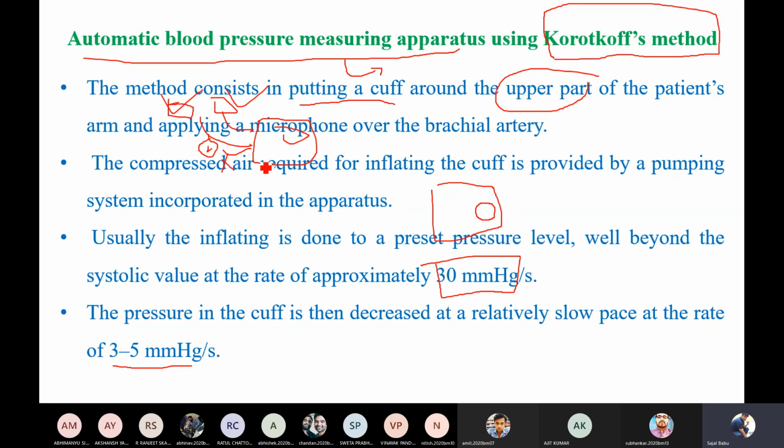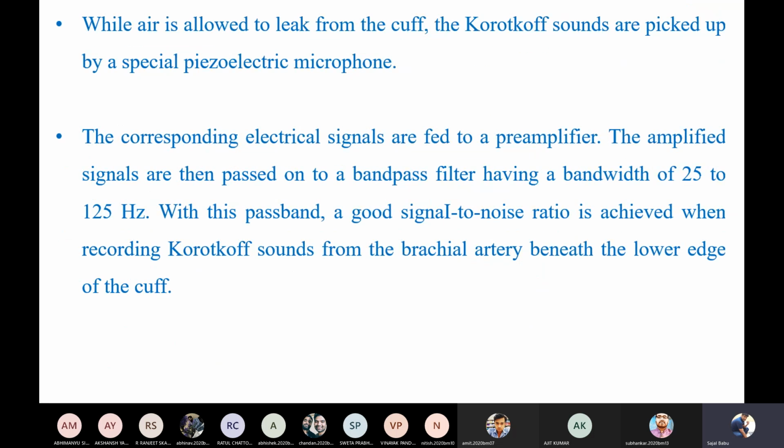Whenever the sound ceases, the microphone will give a signal to the microcontroller that I am not able to hear the sound. So what will the controller do? The controller will immediately store the reading it is getting from the pressure sensor. It will store the pressure with the name of diastole. And after that it will display both the systole and diastole readings on your display. So this is how the digital manometer is going to work.